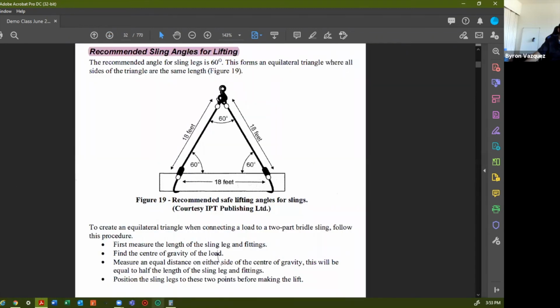Okay, and here's another example. Recommended angle for sling legs is 60 degrees. This forms an equilateral triangle where all sides of the triangle are the same length, right? So you can't have 60 degrees without setting up your rigging equilaterally, right? So that is the recommended, and this is for sure a Red Seal question. Everything we talk about is Red Seal related.